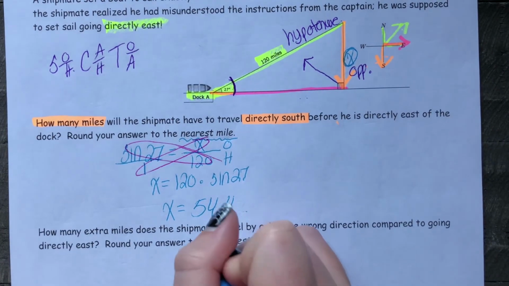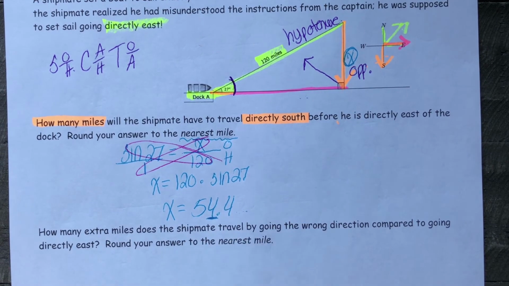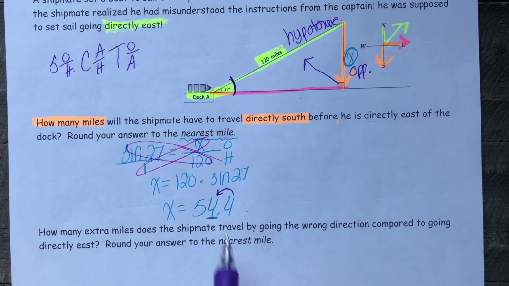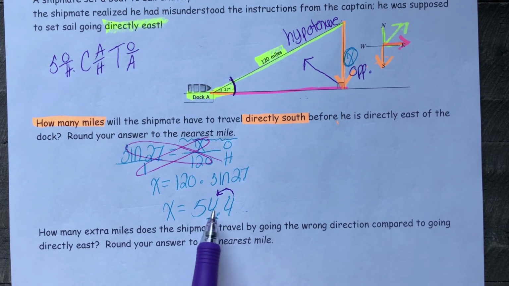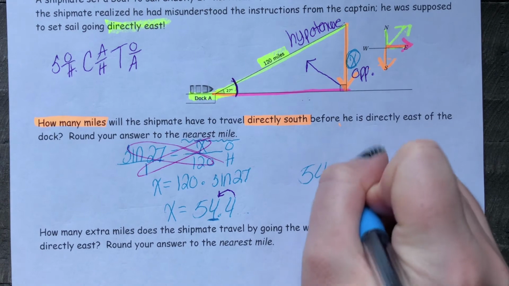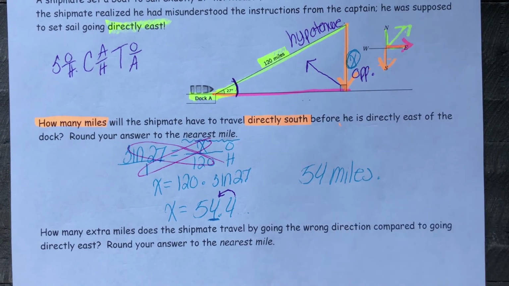So that means I want to go to the nearest whole number in that ones place. Now I've got to think, is 4 going to round his neighbor up? 5 or above, give it a shove. He is not 5 or above, so he ain't getting no shove. So I know that 54 miles would be the answer to part A.